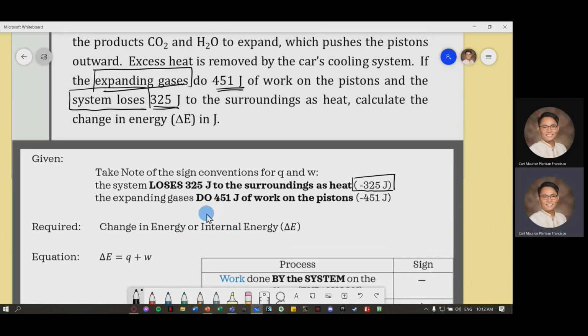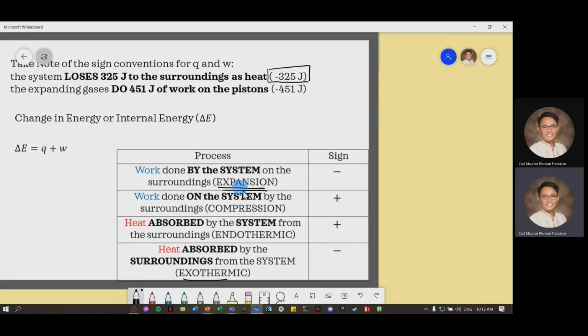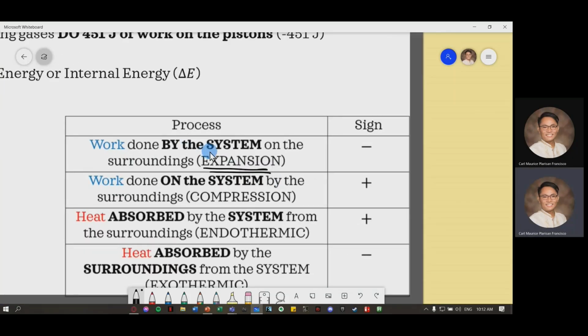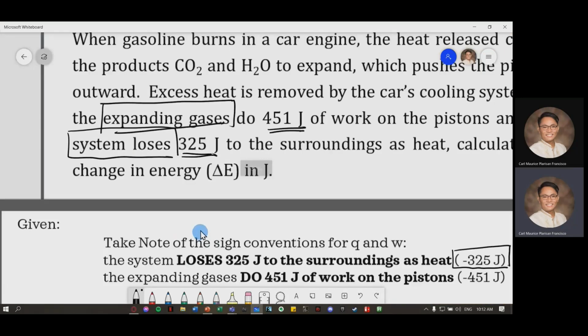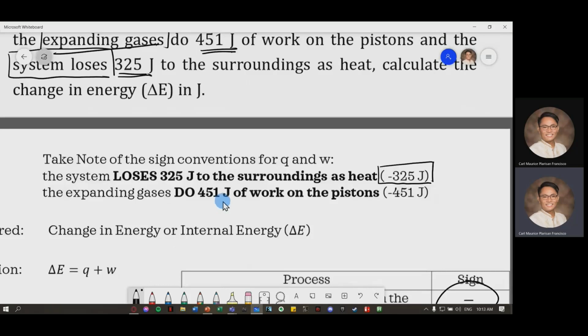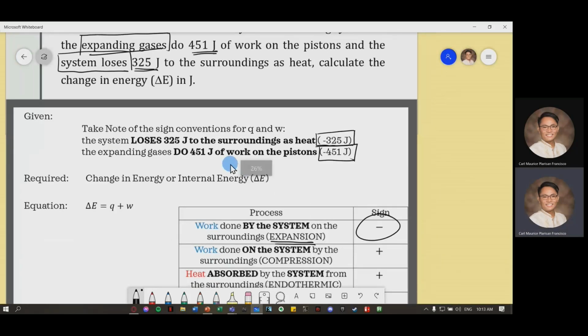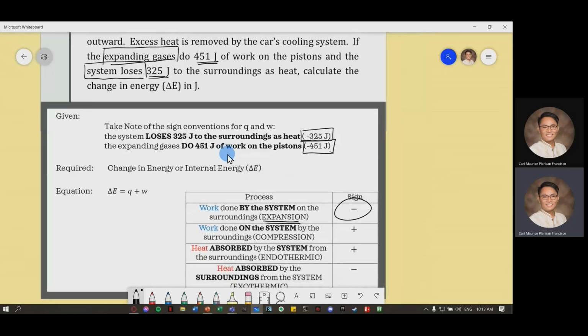The system does work by the system. Expansion by the system, work is negative. So instead of writing 451 joules, it should be negative 451. Okay? So that is how we identify the sign conventions by means of understanding and analyzing the problem.